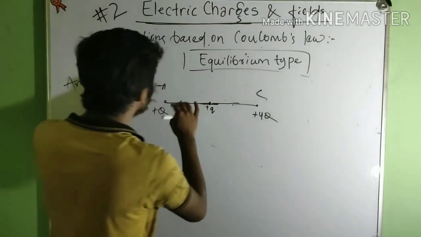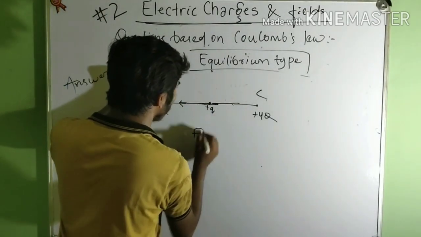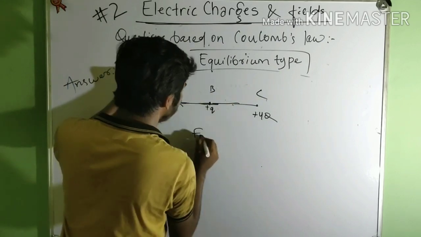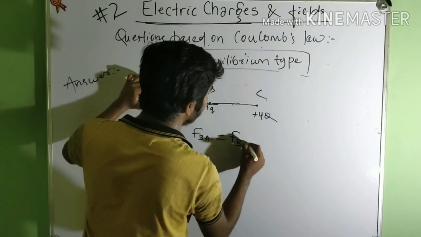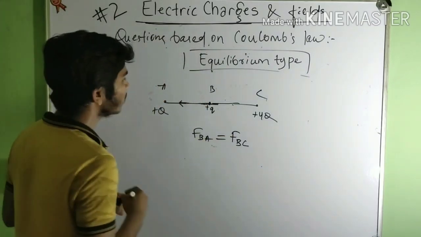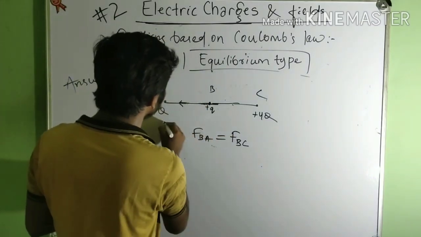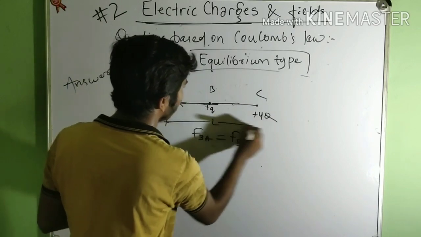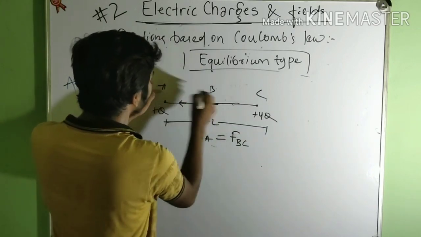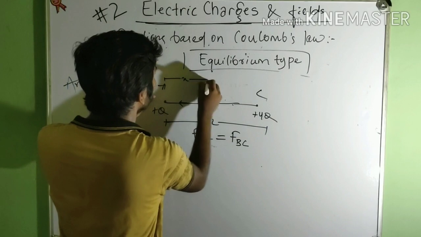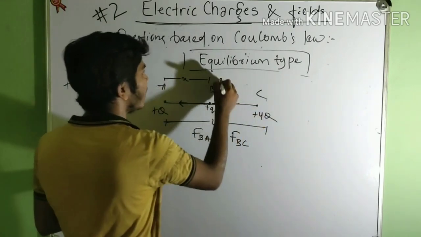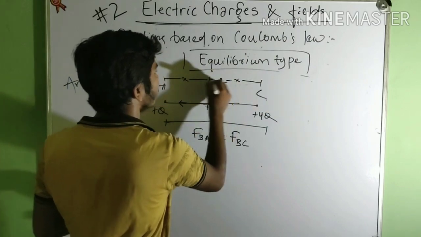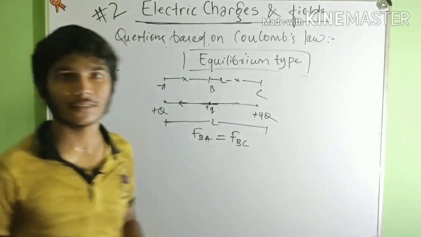Therefore, we will equalize these two forces. Force on B due to A is equal to force on B due to C. Here we shall consider the total distance as L, and from A to B the distance is, let it be x. So the other distance B to C will be L minus x. Up to this much clear?